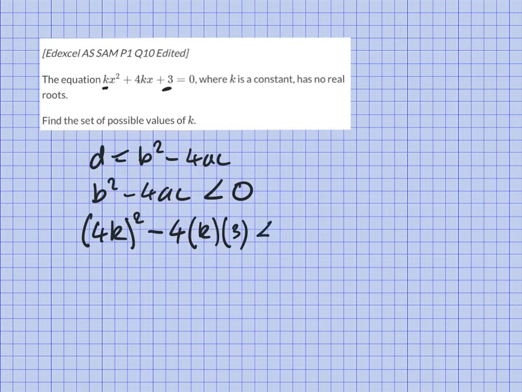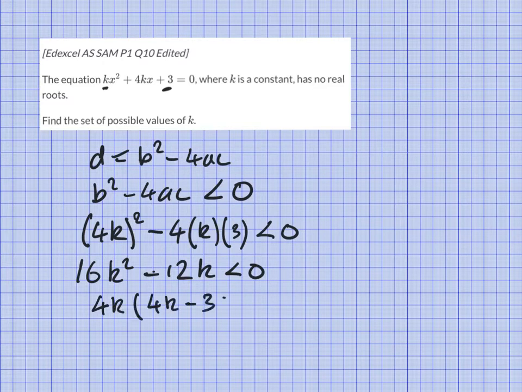So expanding that, I get 16k squared minus 4 times 3, which is 12k, has to be less than 0. And then this will factorize, giving me 4k brackets 4k minus 3 has to be less than 0.